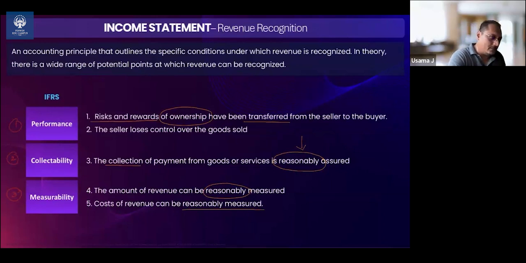If we can tick these boxes, guys, the risks and rewards of ownership have transferred, which means my performance criteria as the seller has been delivered. Collectability is reasonably assured, which means that box also can be ticked. And measurability is also reasonably assured. Now I can go ahead and recognize revenue. These are the key points that we need to bear in mind.